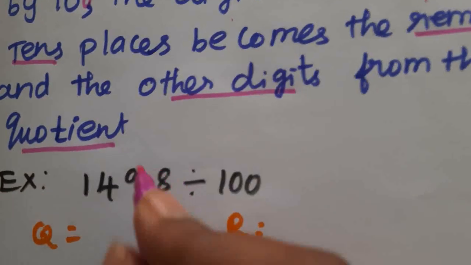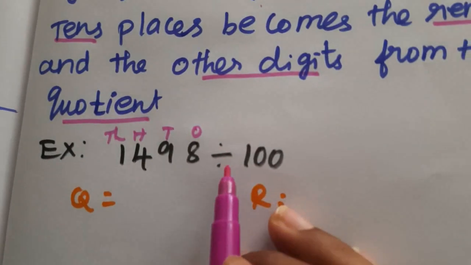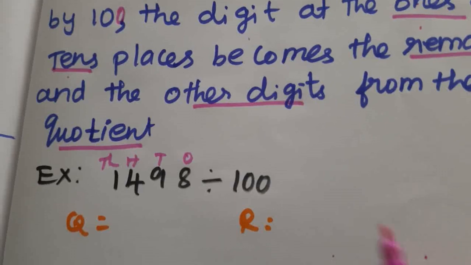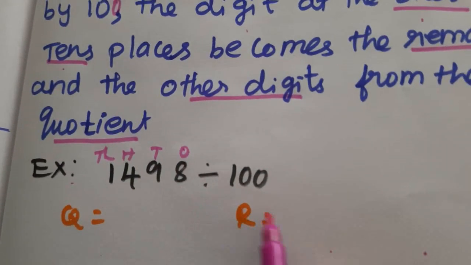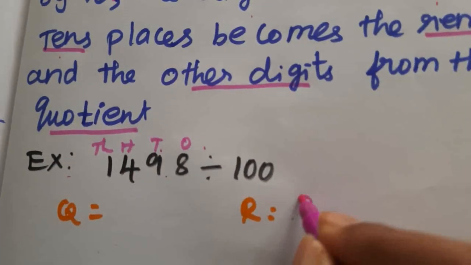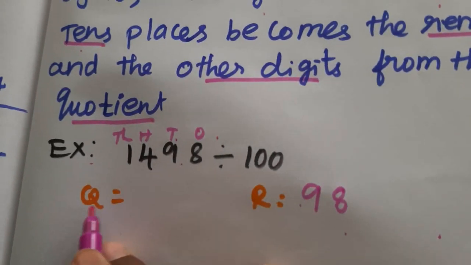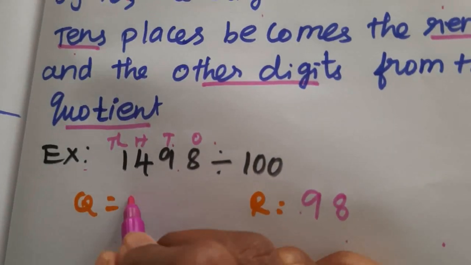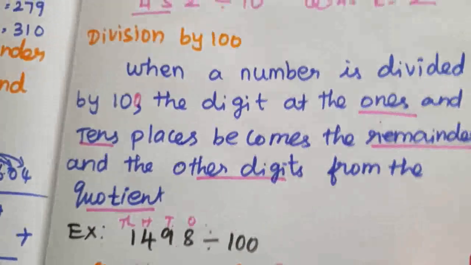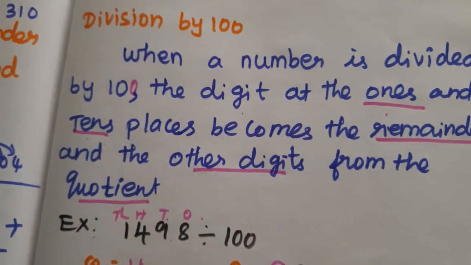So see that example, ones, tens, hundreds, thousands. Okay, here it's divided by 100. Divided by 100 means ones and tens place is the remainder. Remaining digits is the quotient. So what is the remainder here? Yes, tens and ones place. What are the numbers in tens and ones place? 98. So 98 is the remainder. What is the quotient? Yes, the quotient is 14. So the remaining digits are the quotient. So now we understood. Division by 100 means ones and tens place is the remainder, and the remaining digits are the quotient.